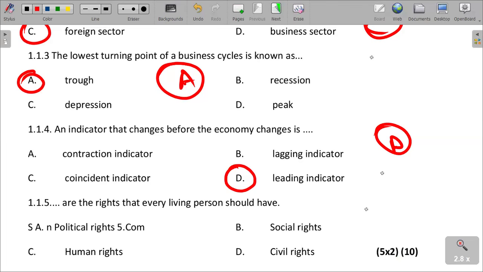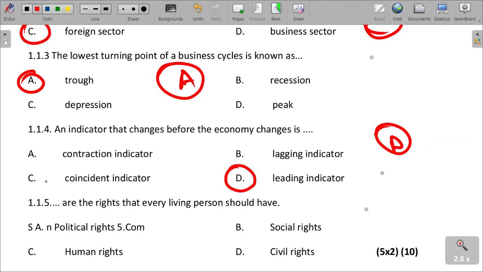Lagging indicators are the ones that change after, they are behind the changes in the economy. That is lagging, but leading is the one that is ahead of the changes. And then coincident, we are saying they happen at the same time. If you talk about coincident indicators, they happen during the same time. The changes and the indicators are happening more or less simultaneously.